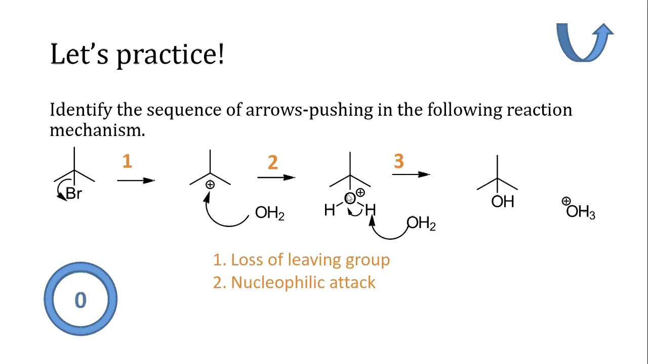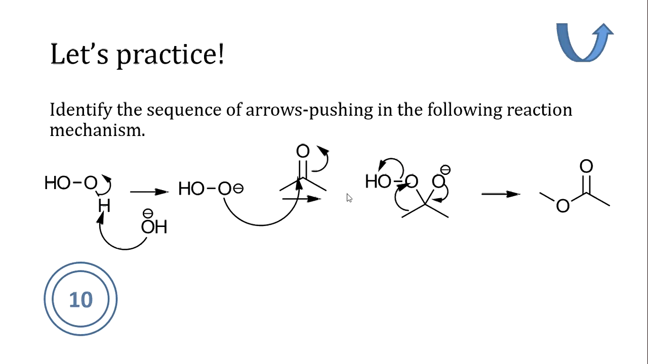Mechanism step 3 shows another water molecule taking a hydrogen atom and the oxygen-hydrogen electrons shifting towards the oxygen. This pair of arrows is a proton transfer step. Let's do another practice problem.